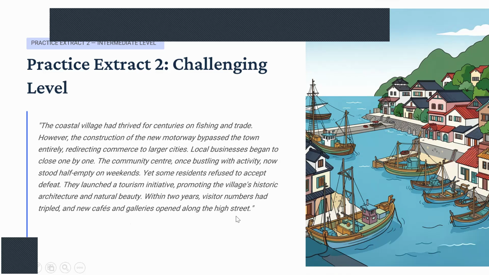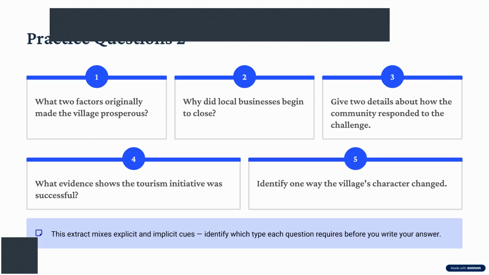Not only is this passage a little longer than the previous one, but it also contains vocabulary that isn't as easy as the previous one. Let's look at the questions. Here we go. We have got 5 questions. This extract mixes explicit and implicit cues. Identify which type the question requires before you write your answers. So we are only focusing on our explicit, so let's find out.